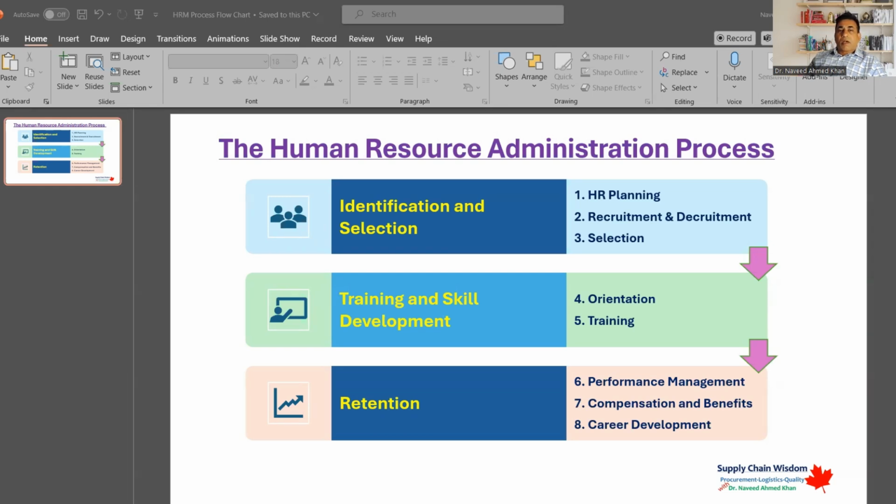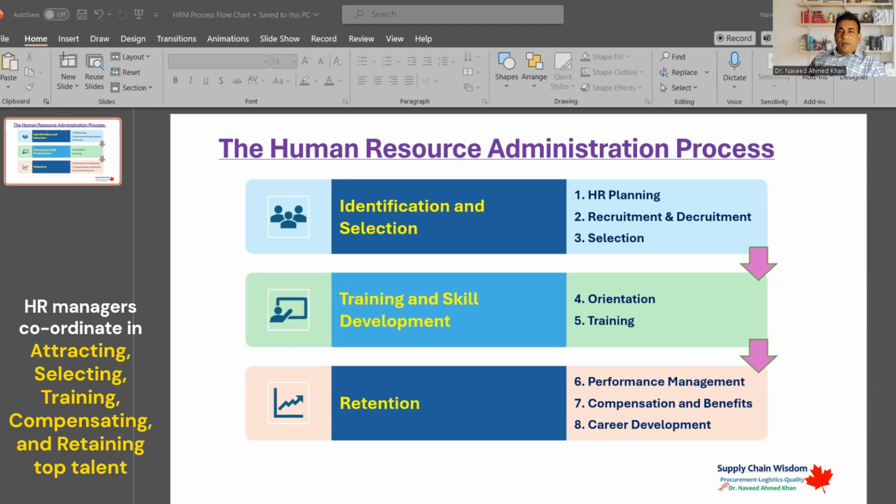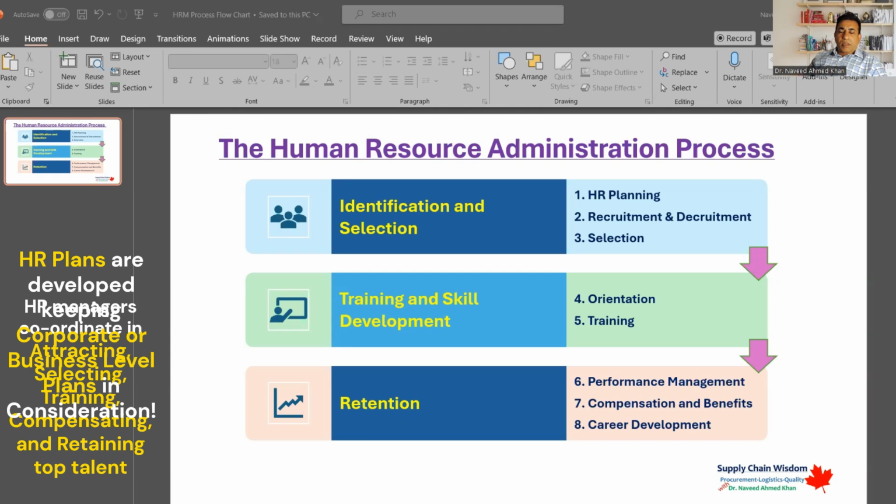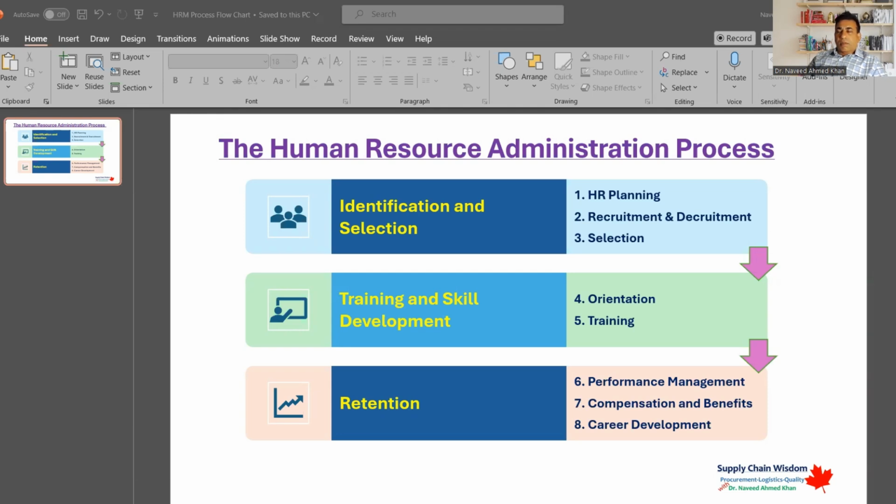All right. Now, when it comes to human resource management, it generally involves identifying, attracting, maintaining, and developing human capital in the organization, right? So, if you look at this slide, it talks about three important steps: identification and selection of the right candidate, training and development, and retention. Now, under each section, there are certain activities that need to be performed.